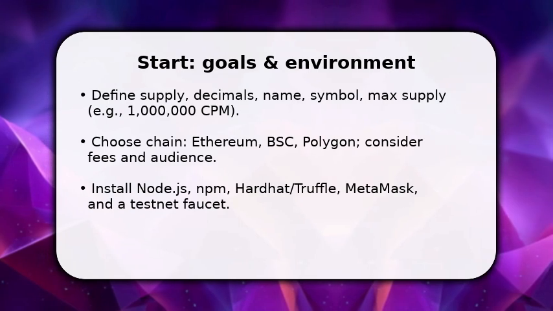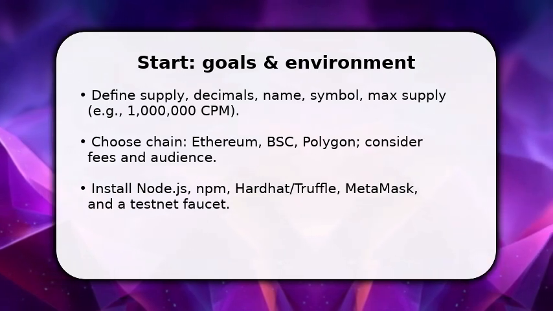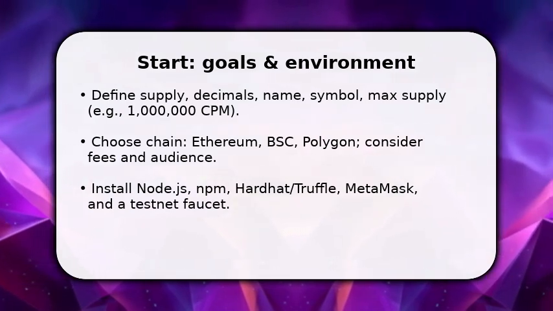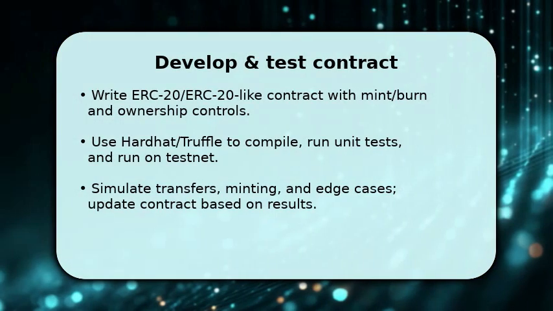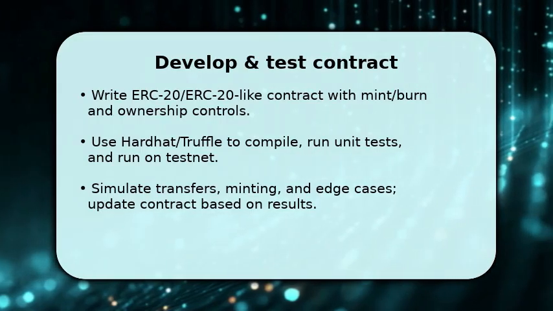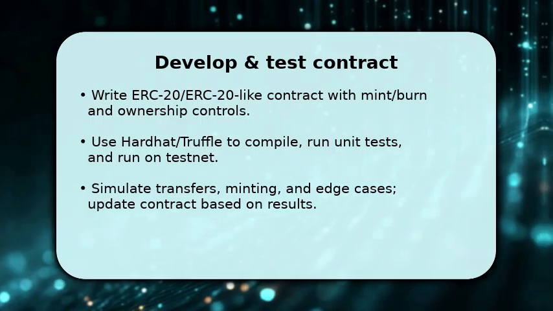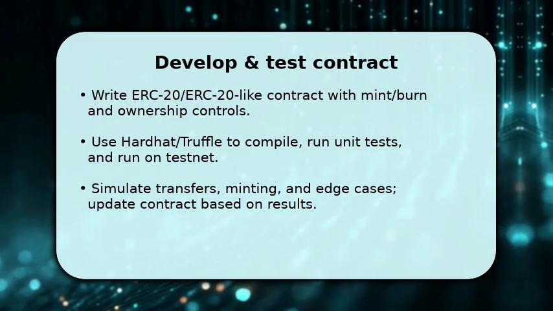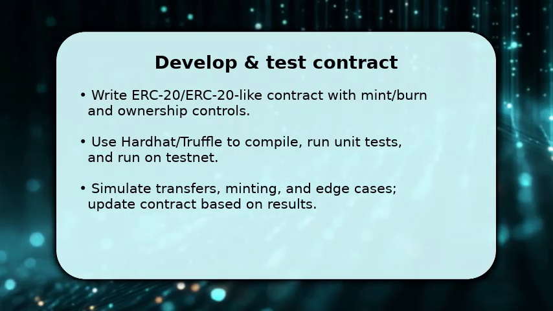You now write the smart contract. Implement ERC20 standard functions plus minting, pausing, and an owner or role-based access control. Once coded, compile and create unit tests that check transfers, allowances, mint limits, and reentrancy protection. Testing catches logic bugs early.